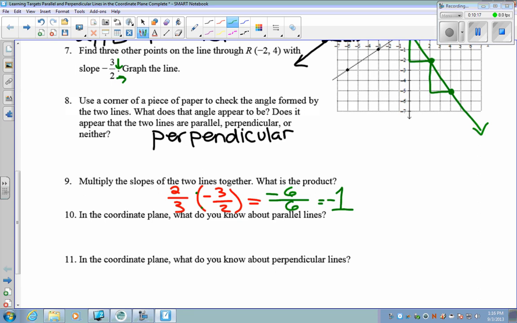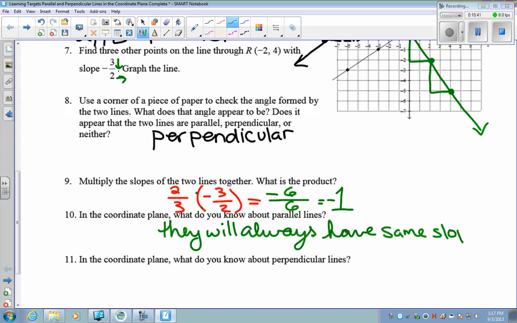Number 10 says, in the coordinate plane, what do you know about parallel lines? Well, we know they never cross each other, but what can we decide about their slopes? They will always have the same slope. If two lines have the same slope, they are parallel. If they do not have the same slope, even if they look parallel, if they do not have the exact same slope, they are not parallel. They have to have the same slope to be parallel.